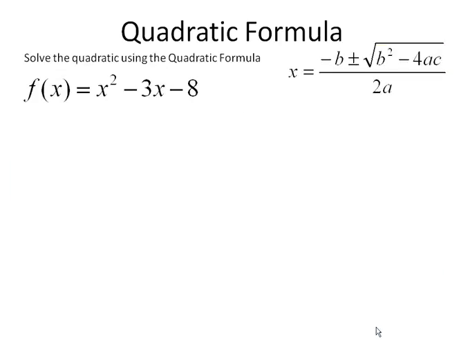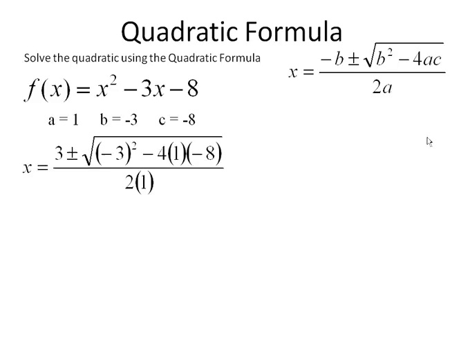Let's do problem number 53. X squared minus 3x minus 8. It's already written in standard form, so we're going to go to step 2, which is identify A, B, and C. A equals 1, B equals negative 3, and C equals negative 8. Now I'm going to plug in my numbers into my formula.